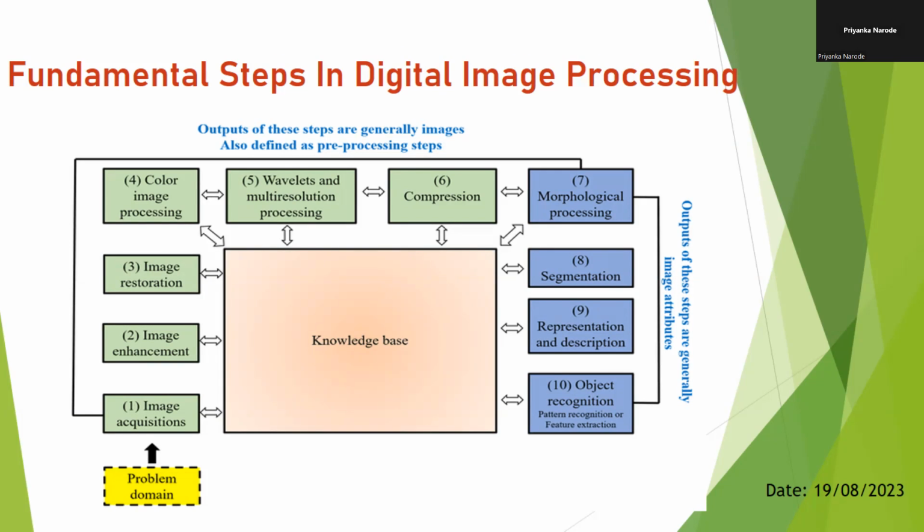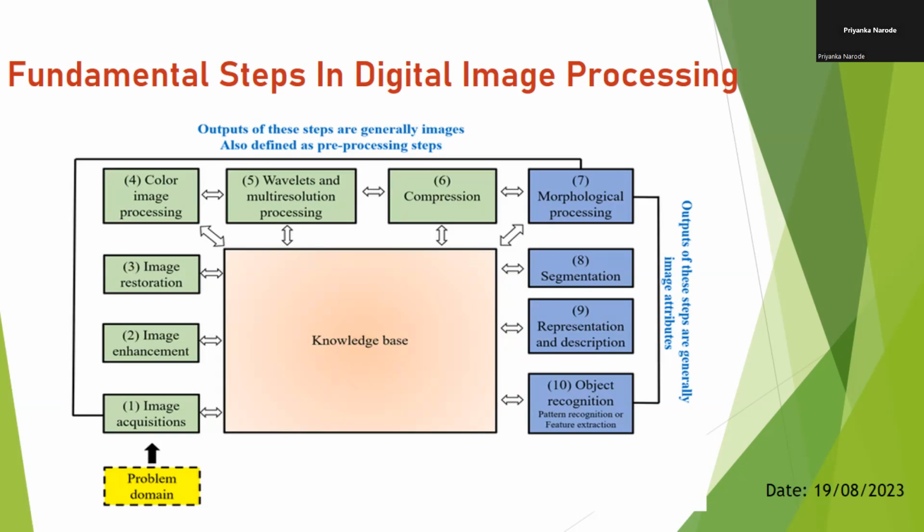The next one is image enhancement. Image enhancement is the process of adjusting digital images so that the results are more suitable for display or further image analysis. The next one is image restoration. It is the process of recovering an image that has been degraded, using some knowledge of the degradation function. It's defined like a capital H and an additive noise term.